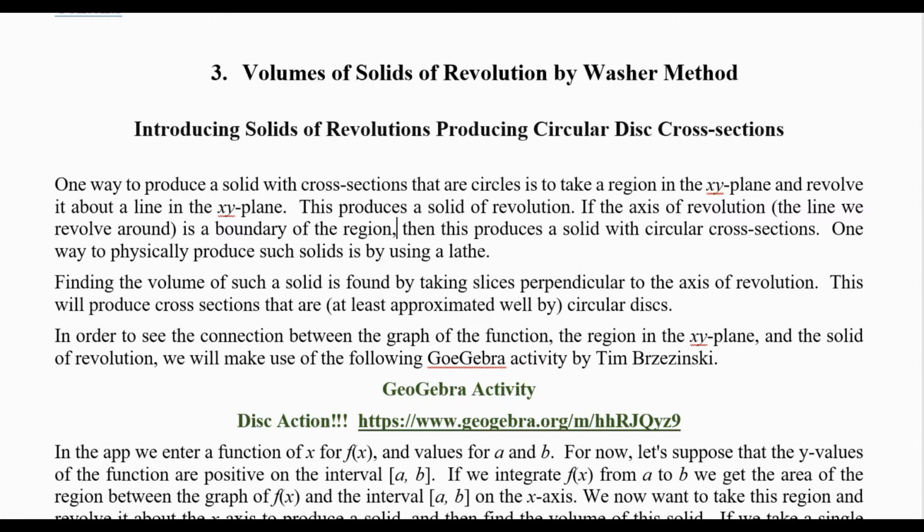So the volume of such a solid is found by taking slices perpendicular to the axis of revolution. And this will produce cross sections that are at least approximated well by circular disks.